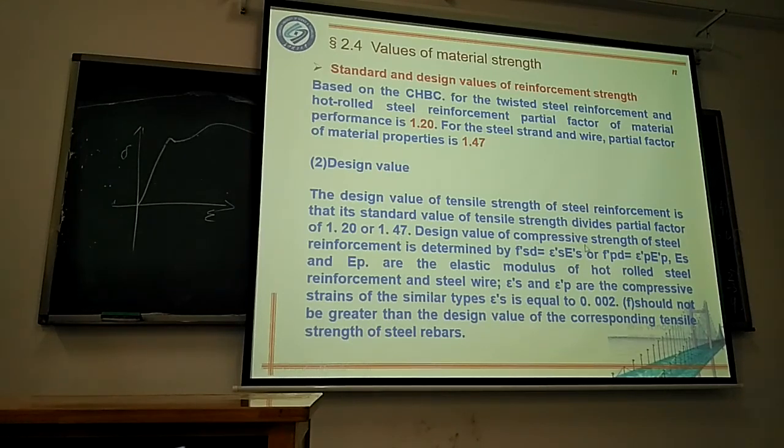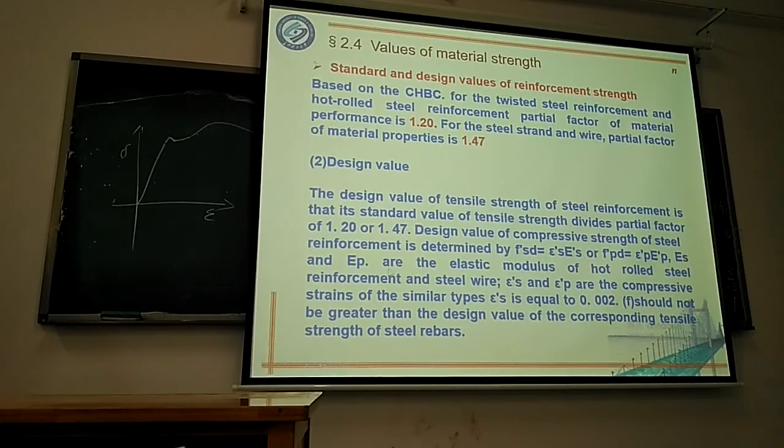The design value of the compressive strength of steel reinforcement is calculated by this formula, where Es and Ep are the elastic moduli of hot rolled steel reinforcement and steel strand. Because epsilon s or epsilon p is equal to 0.002, the calculated strength should not be greater than the design value of the corresponding tensile strength of steel.